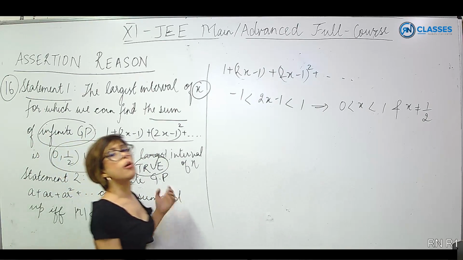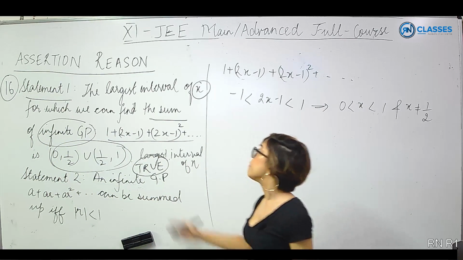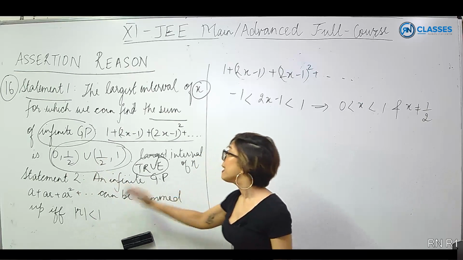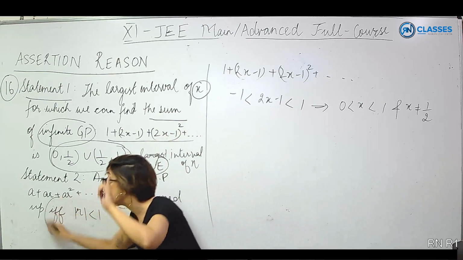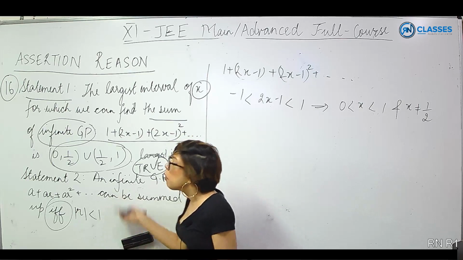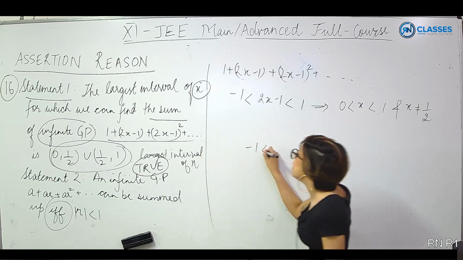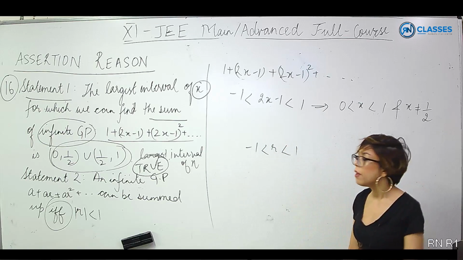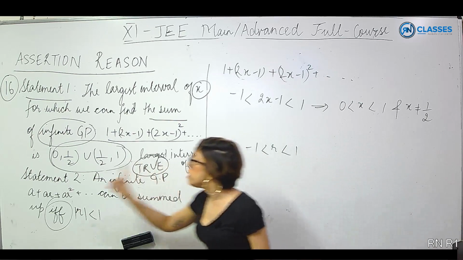Now let me talk about statement 2. It says an infinite GP a, ar, ar square and so on can be summed up if and only if the mod of the common ratio is less than 1. Mod of common ratio less than 1 means what? Minus 1 less than r less than 1. You already know that. Can be summed up if and only if.